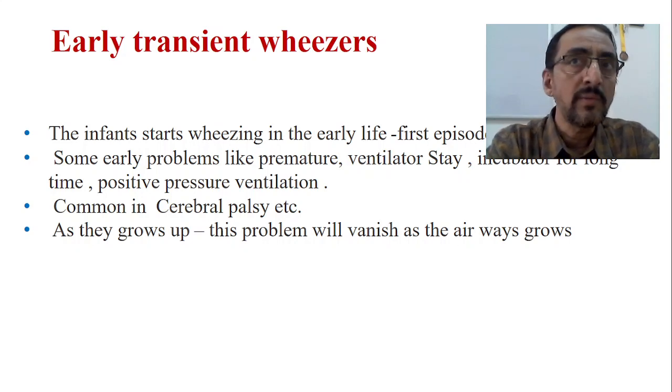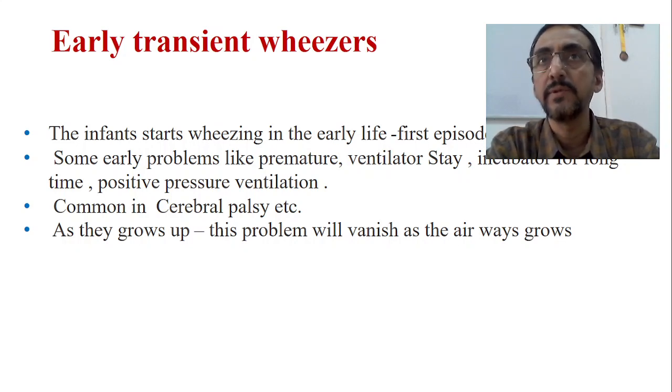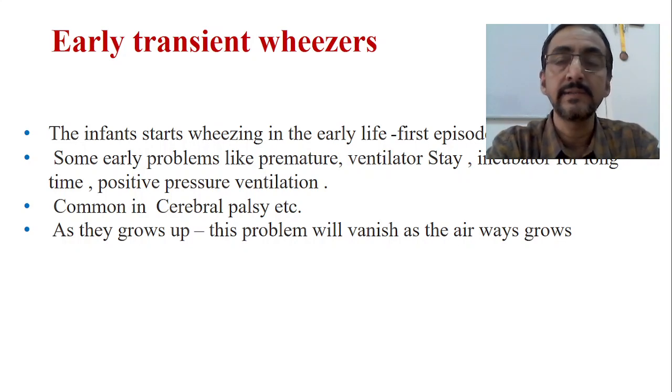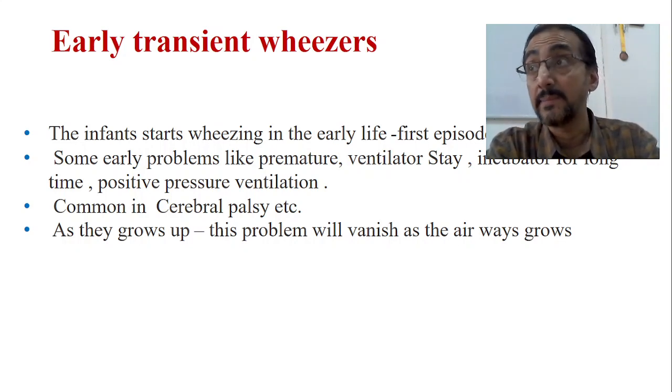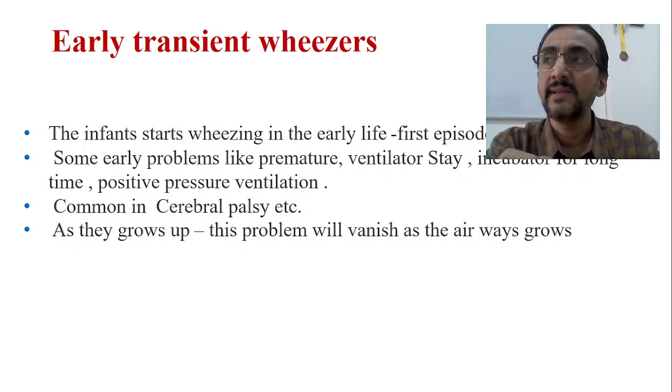So what are the most common causes why the wheeze can occur so early? One of the most common problems is prematurity. Prematurity is the most common problem. Then, if the child has low birth weight, or has been kept on a ventilator for a long time, or kept in the incubator for a long time, or was given positive pressure ventilation, these are some of the important causes of early transient wheezers.